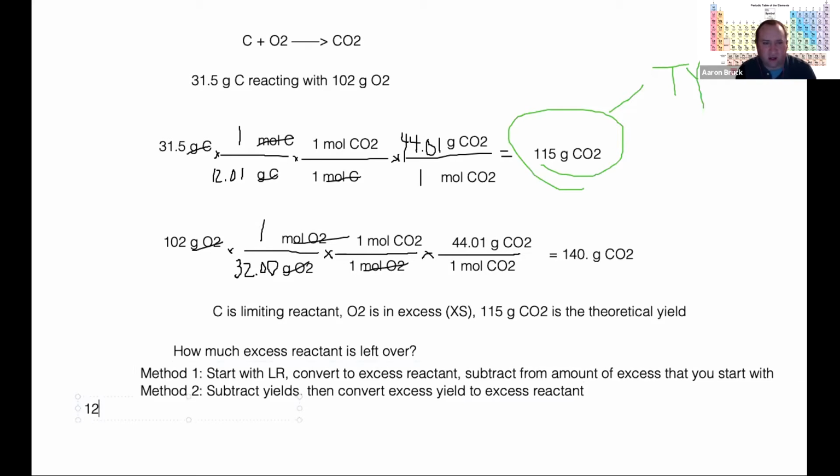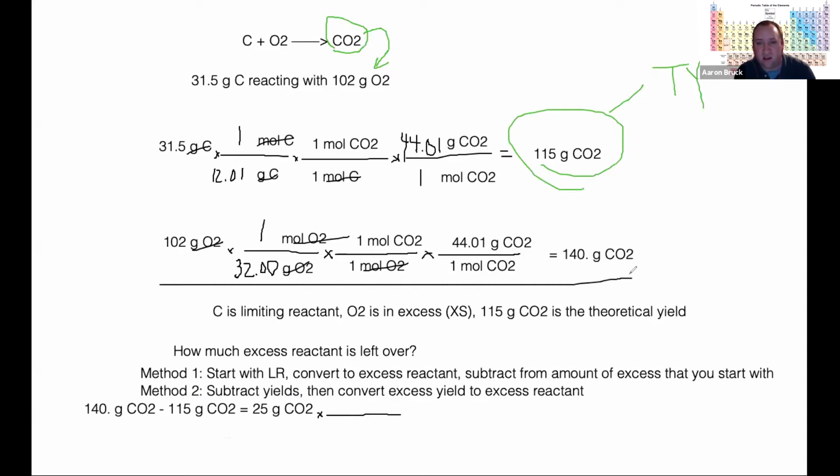So we start with 140 grams of CO2 minus 115 grams of CO2, which gives me 25 grams of CO2. And so it's this 25 grams of CO2 that I'm ultimately going to be working with. What I'm going to do is go back from CO2 to grams of oxygen. Luckily, all of the legwork has been done for us already in this conversion. Basically, I'm just going to take this conversion and flip it around, reverse it.